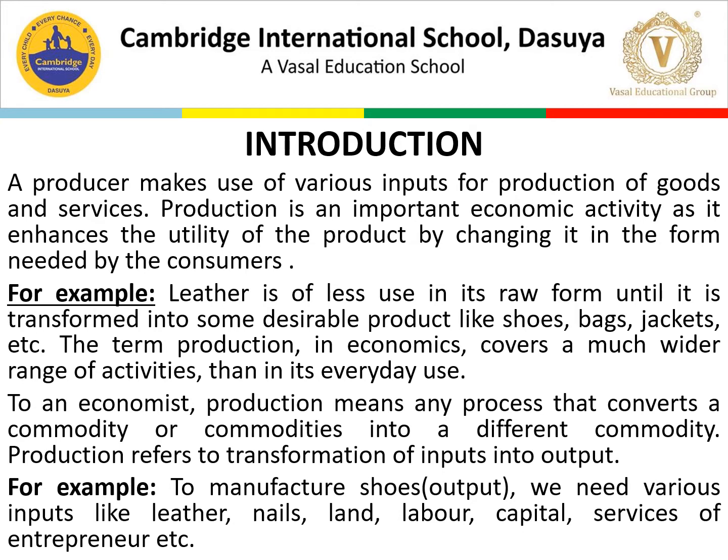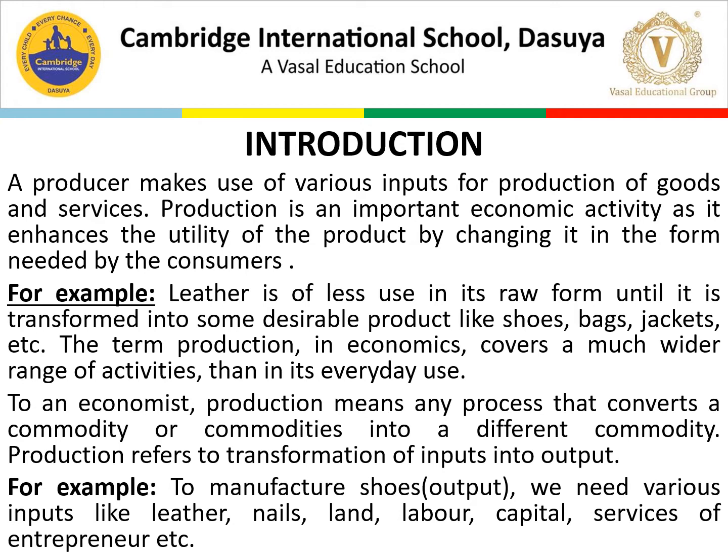Now, to an economist, production means any process that converts a commodity or commodities into a different commodity. According to an economist, when we take one commodity or more commodities and convert them all into another commodity, that is production. That is what economists understand. Next, production refers to the transformation of inputs into output. Production is just transforming the inputs into the finished product. Output is the finished product. The next example is to manufacture shoes.